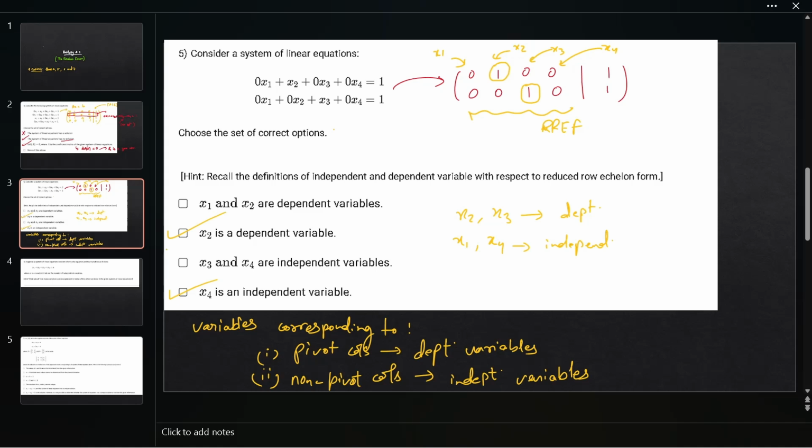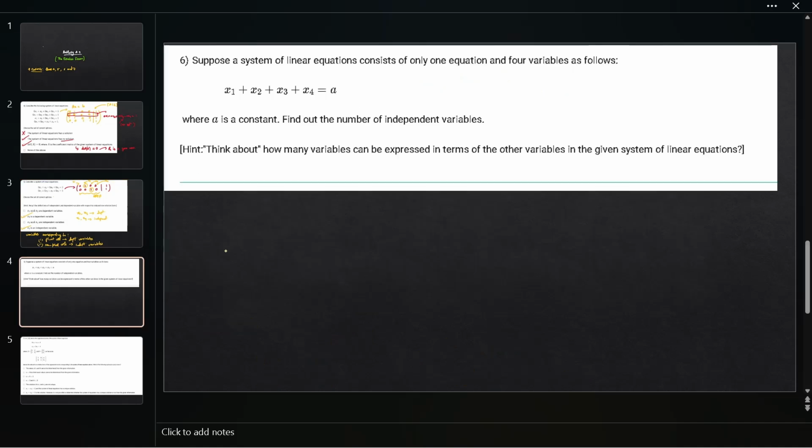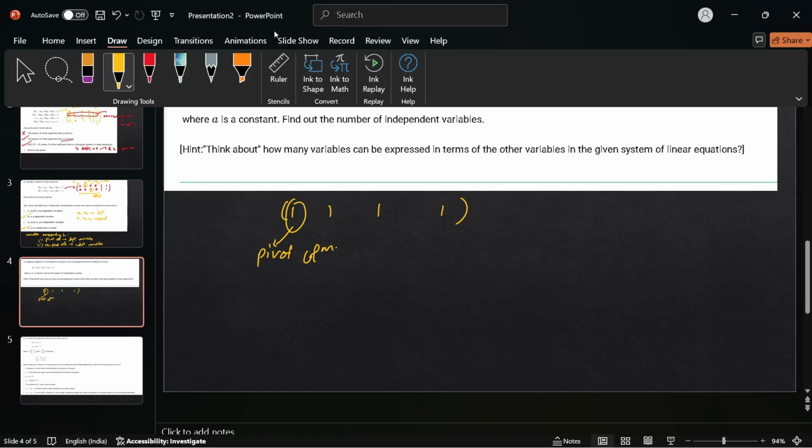Now moving on to question number 6, it says suppose a system of linear equations consists of only one equation and 4 variables. Find the number of independent variables. So again, let's write the coefficient matrix here, which is 1, 1, 1, 1. Here, this is my first pivot entry and the only pivot entry. So this is my pivot column, and the variable corresponding to this pivot column, which is my x1, is the dependent variable.